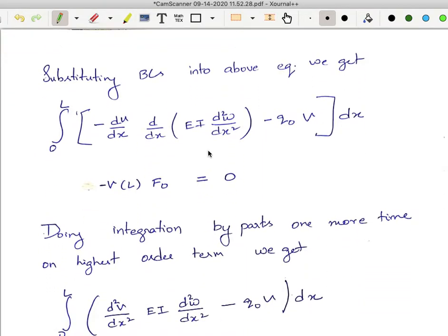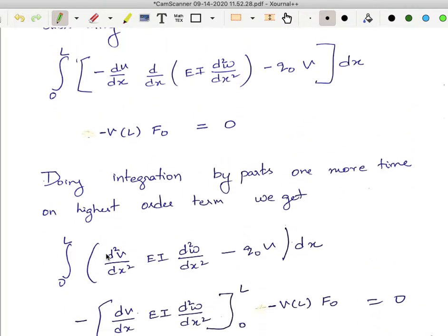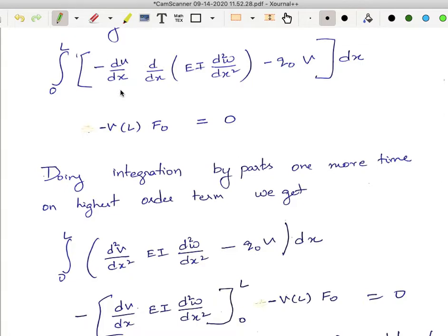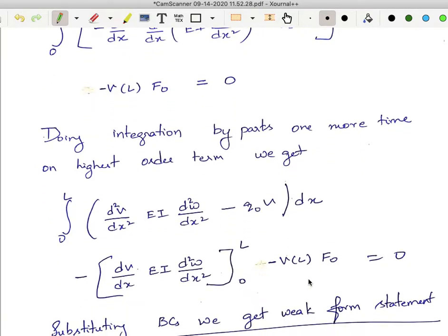Now we want to do integration by parts one more time so as to get same order derivative on w and v. So doing integration by parts one more time, what do we get? Next time when you transfer the derivative, you will get one more minus, minus of minus is plus, so you end up with d square v by dx square EI into d square w by dx square minus q naught v dx, and we'll get one more boundary term. What will that be? Minus dv by dx into EI into d square w by dx square, 0 to L. This we already had equals to 0.